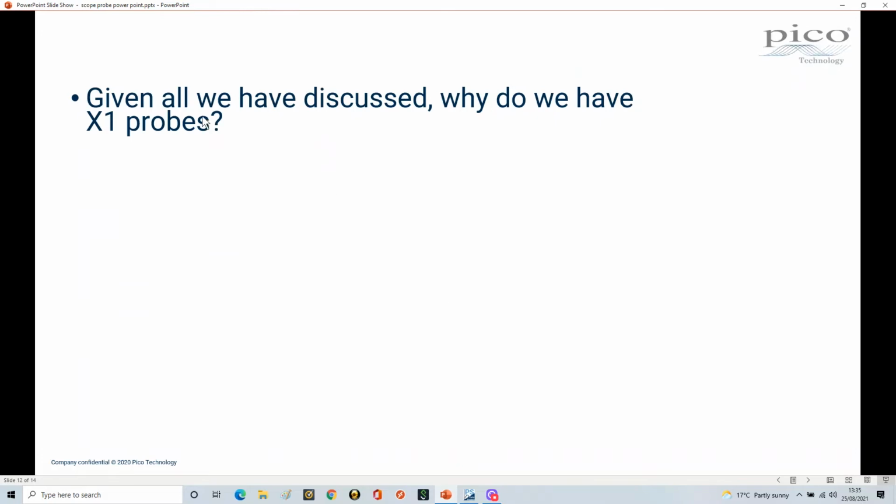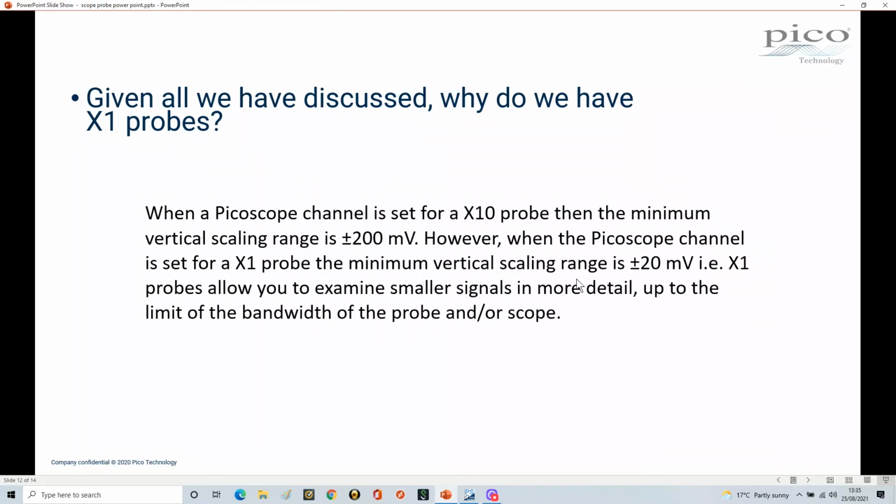Given all what we've discussed, why do we have ×1 probes? Because it seems to me as though ×10 is the best probe to use. Well, there is actually one primary reason for using ×1, and that's all to do with measuring small signals. Now, in a PicoScope, when you select ×10, the minimum vertical scaling range is plus or minus 200 millivolts. Whereas when you're in ×1, the minimum is plus or minus 20 millivolts. So that means that using a ×1 on low signals, you're able to examine the signal in more detail. I just want to show you that so that you're aware.